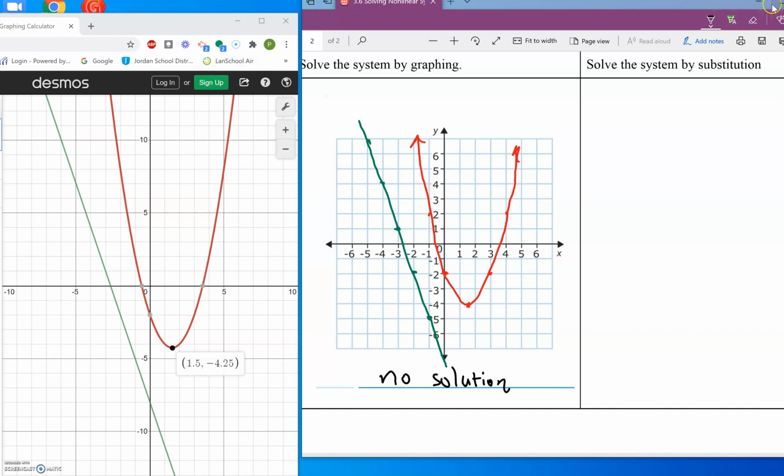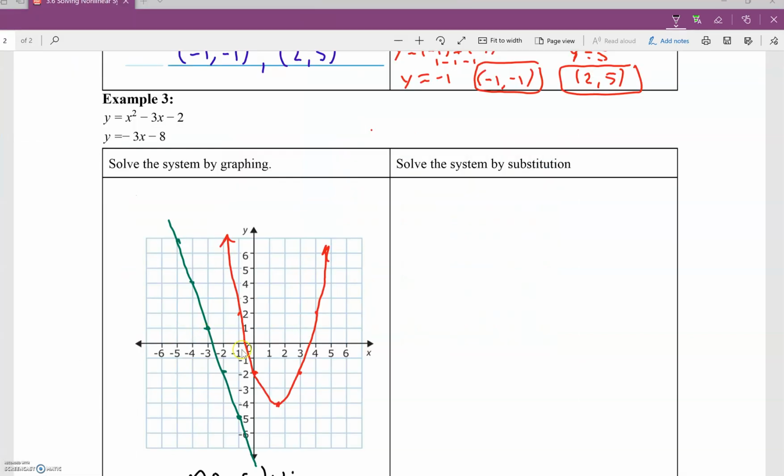All right, I'm going to get rid of Desmos. Sorry, pulled the trigger too soon on that one. I'm going to get rid of Desmos, and we're going to talk about how to solve by substitution on this one. All right, let's talk about how to solve this one by substitution. So we've got my two equations. Y equals x squared minus 3x minus 2. There's our quadratic. Graph was a parabola. Our second equation, y equals -3x minus 8.